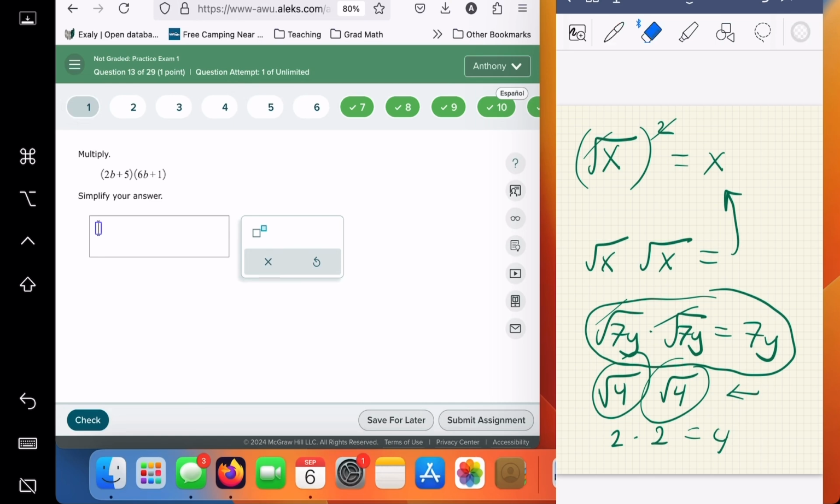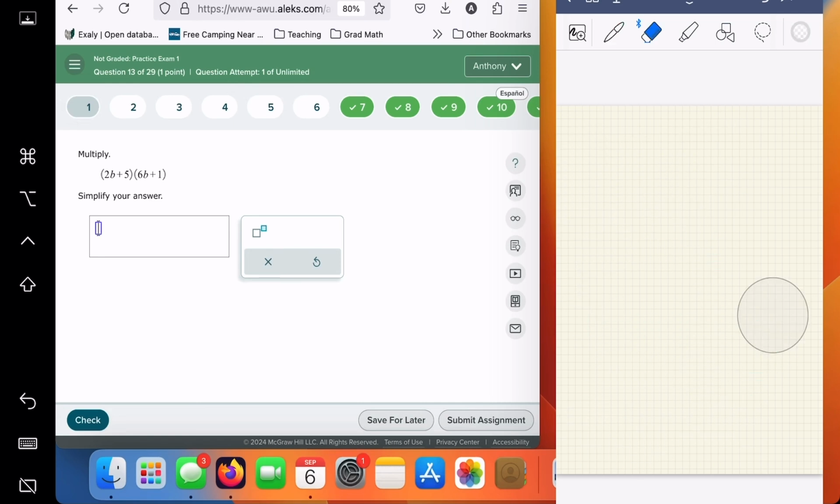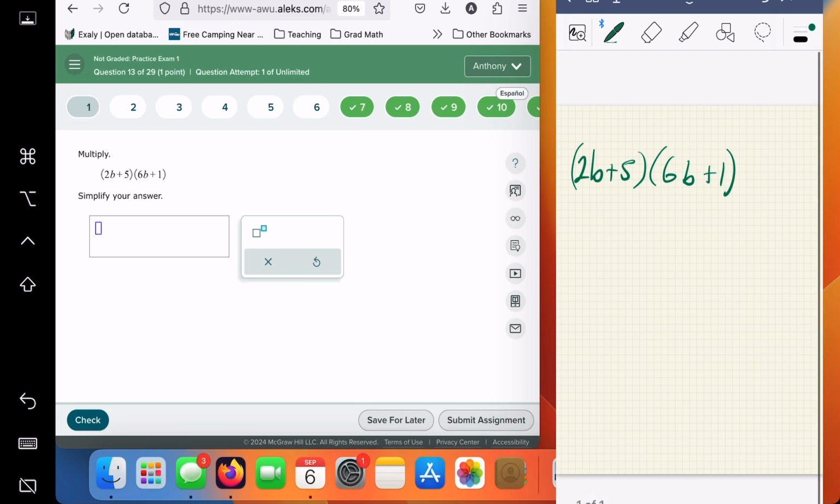All right, almost halfway. So, multiply will do, if I can just write it correctly. All right, so we have 2b plus 5, and 6b plus 1. All right, so I could just tell you, look, you have to multiply every term by every other term. So that means the 2b has to multiply the 6b and the 1, and the 5 has to multiply the 6b and the 1. And that's totally fine. And if you're happy with that, you can fast forward a bit.